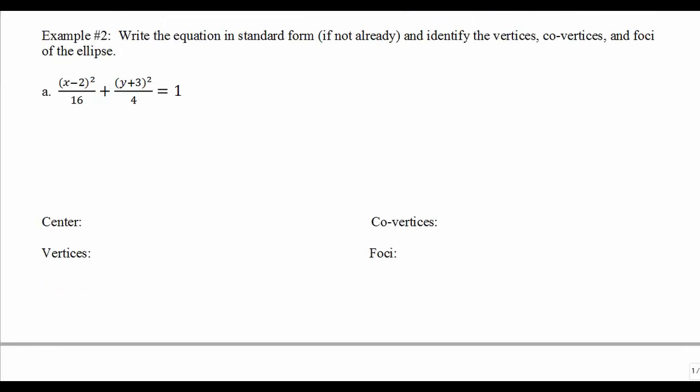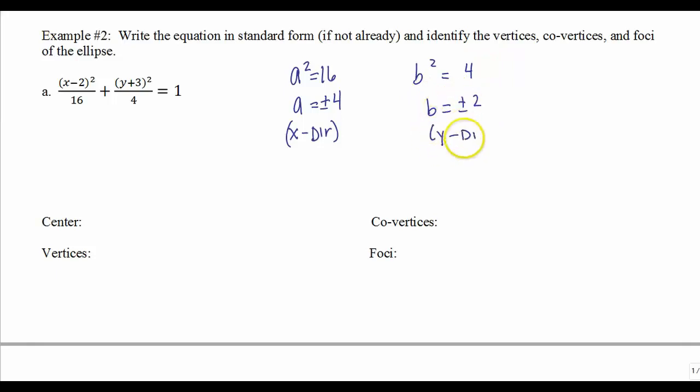Number 2, this is in standard form. When it says it's in standard form, it is because it's equal to 1. So a^2 = 16. Remember, a is the bigger number. So a is plus or minus 4, and this is in the x direction because it's under x. b^2 = 4, so b equals plus or minus 2 in the y direction.